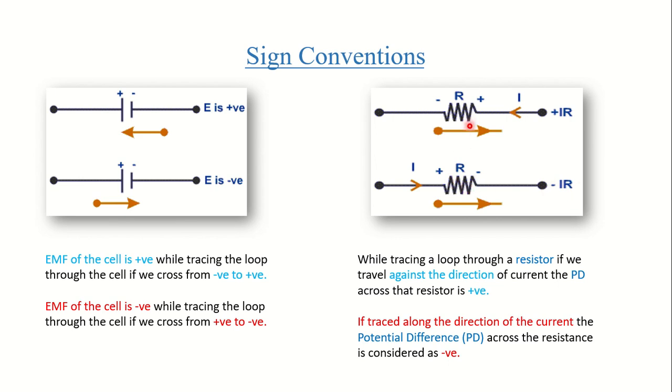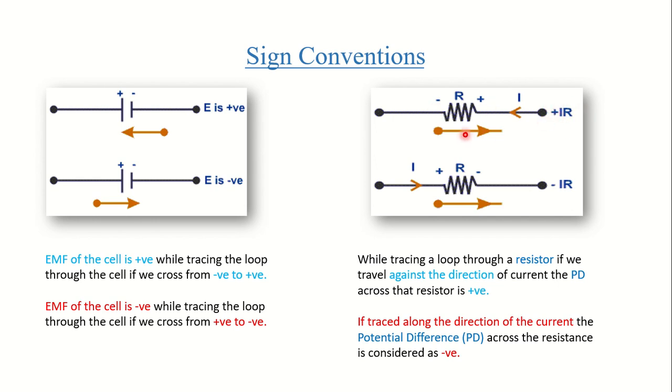Now see this diagram. In this diagram, the loop is moving in this direction and the direction of current is opposite to that. That means the conventional direction of current is opposite to the direction in which the loop is taken. Conventional direction of current is from positive to negative. That means it is moving from a higher potential to lower potential. So the direction of loop is such that it is moving from lower potential to higher potential. So it must be positive.